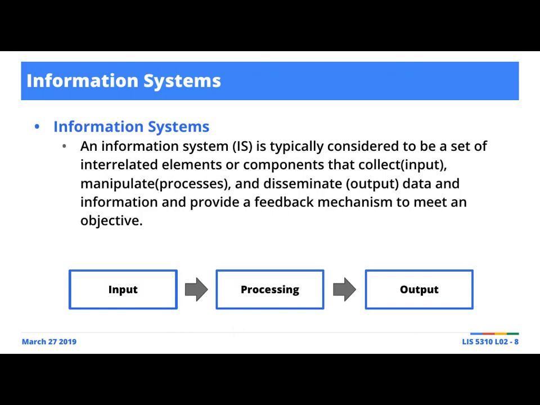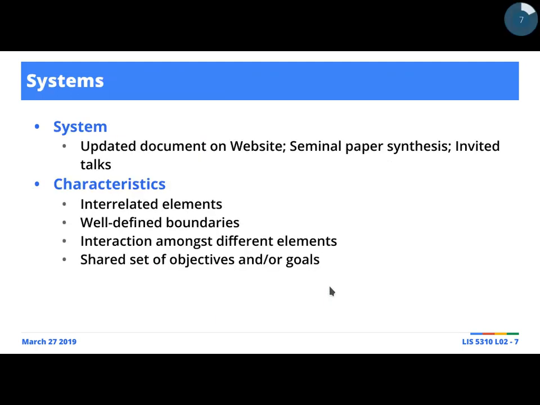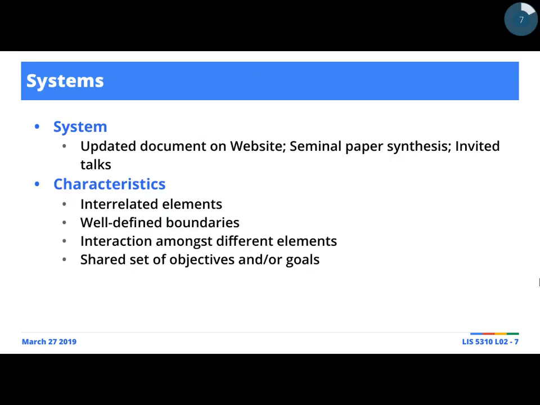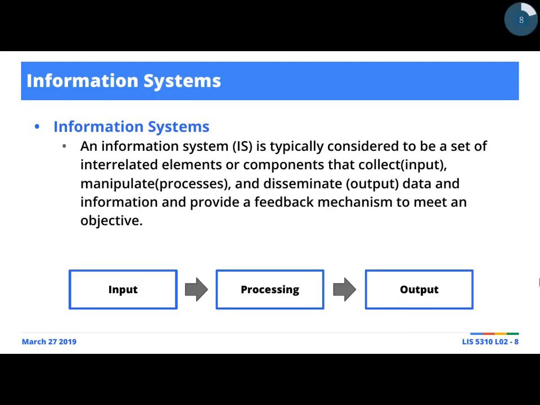So this is just a visual representation of input, processing, and output. If you look at it, it ties into the core characteristics associated with a system: interrelated elements that perform different things, but have well-defined boundaries, and there's some sort of interaction that happens here. So for instance, your input element interacts with the processing element because it feeds input data into the processing element.